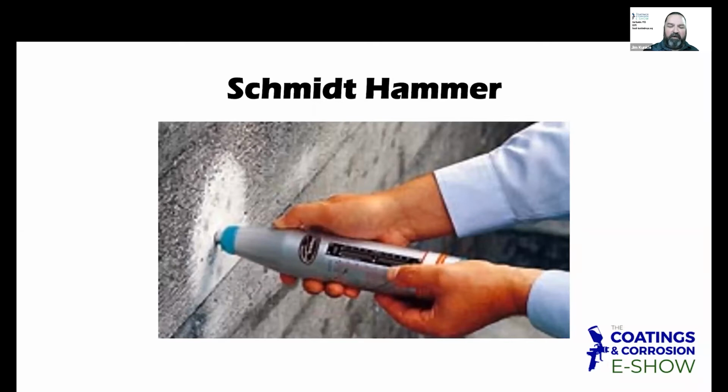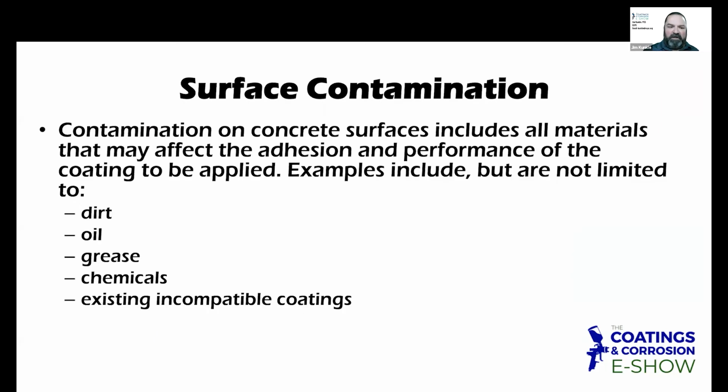Now, a Schmidt hammer is used as an inspection tool, and it's going to give you the hardness. So this is something you would use to check the hardness of a surface area and get readings. When we think of the PA2 for coating inspection, where you're doing spot checks, look at this as that type of function, where you're actually checking the hardness based on the surface area.